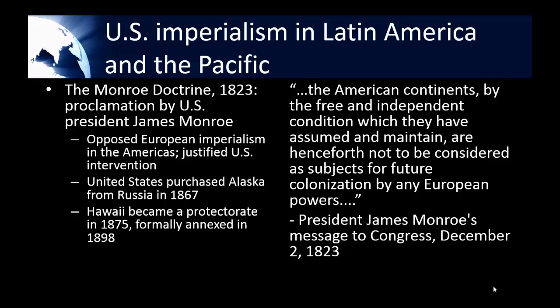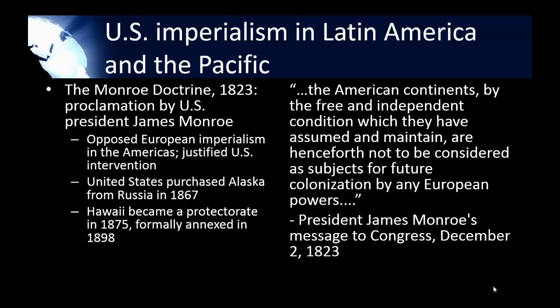So, to quote from President James Monroe, who was obviously the person who came up with the Monroe Doctrine, from his message to Congress: "The American continents, by the free and independent condition which they have assumed and maintain, are henceforth not to be considered as subjects for future colonization by any European powers." Again, the idea was that the Americas are not allowed to be touched by European powers. Of course, that doesn't say anything about the United States.